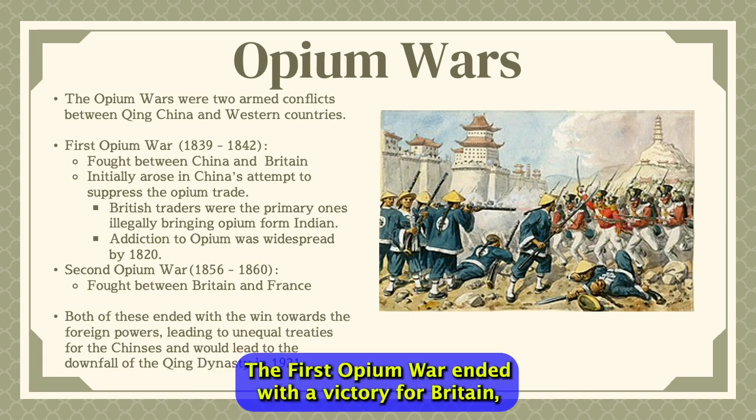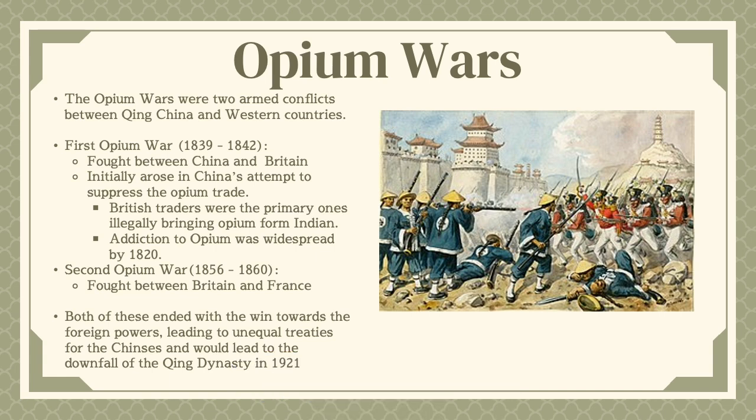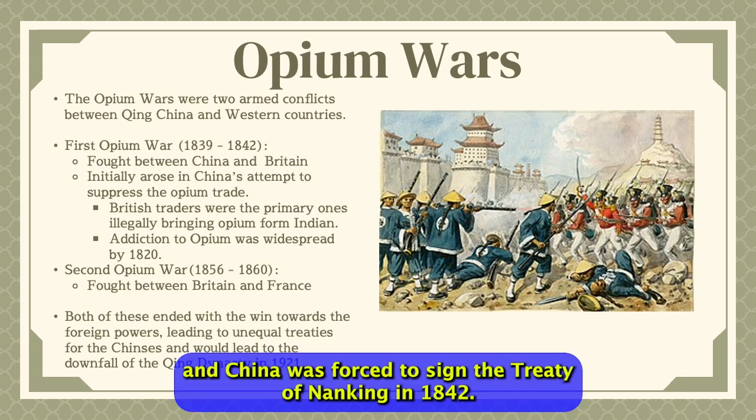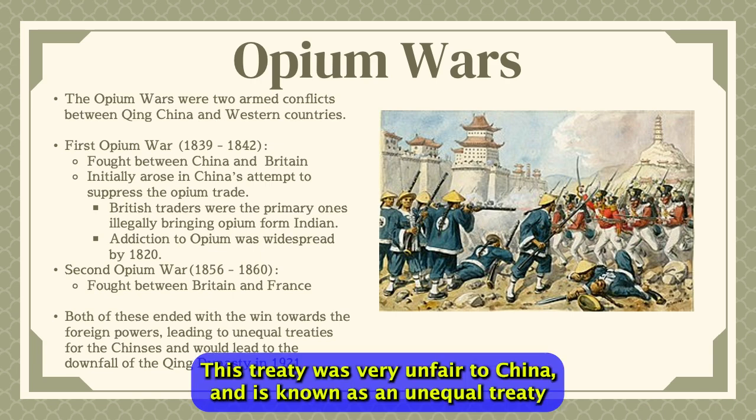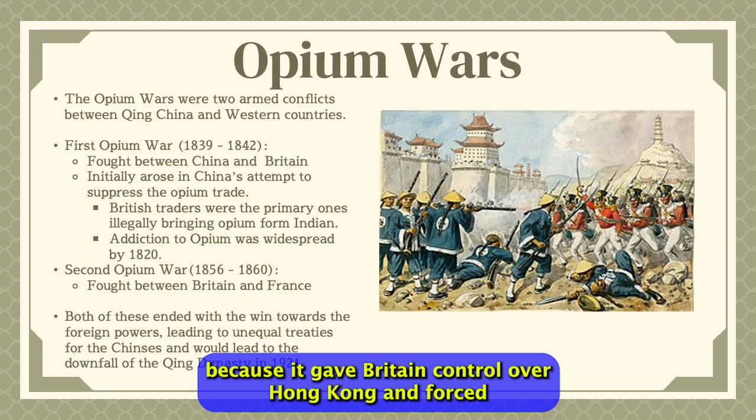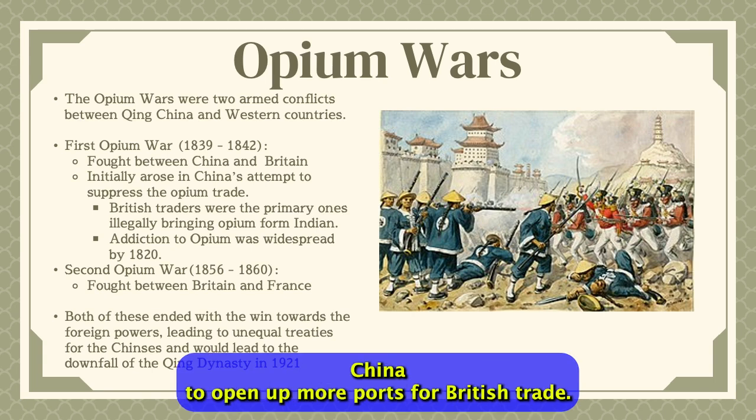The First Opium War ended with a victory for Britain, and China was forced to sign the Treaty of Nanking in 1842. This treaty was very unfair to China and is known as an unequal treaty because it gave Britain control over Hong Kong and forced China to open up more ports for British trade.